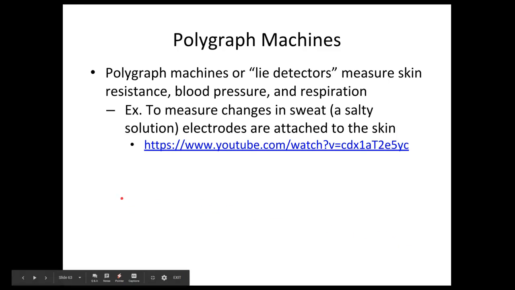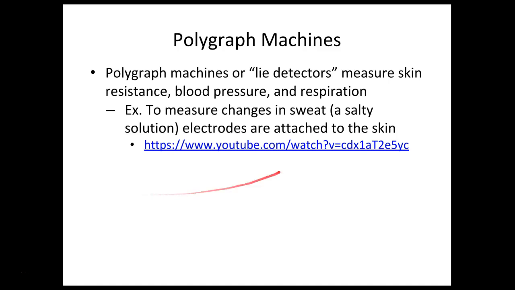Let's talk about polygraph machines for a second. A polygraph machine, or a lie detector, is designed to measure skin resistance, blood pressure, and perspiration. To measure the changes, so for example, to measure the changes in sweat, which is a salty solution, we attach electrodes to the skin. And so somebody might not give off any physical signs of being nervous or lying, but we can pick up those signs by maybe just a little bit more increased sweat on their skin.